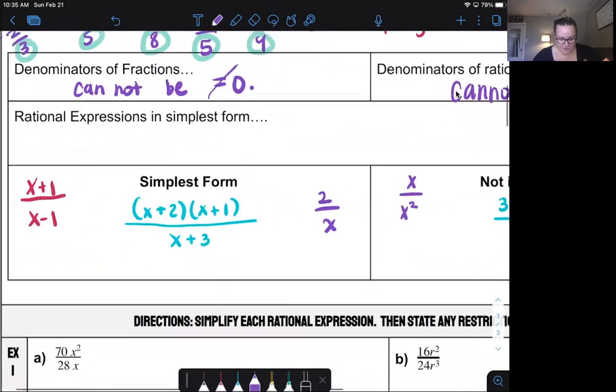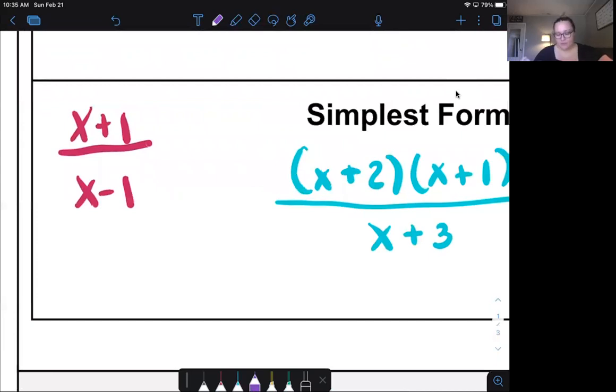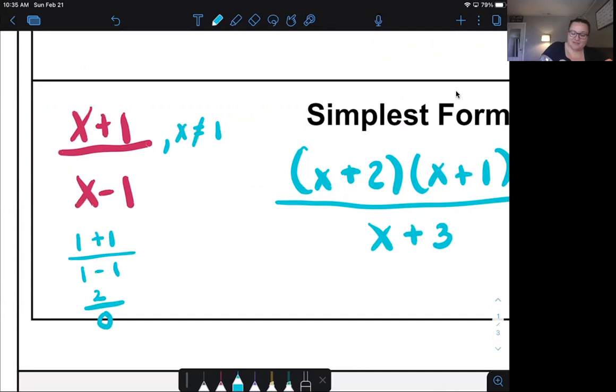So if we look at our rational expression, x plus 1 over x minus 1, what would happen if we plugged in x equals 1? Well, we would get 1 plus 1 over 1 minus 1. 1 plus 1 is 2. 1 minus 1 is 0. So for this rational expression, x is not allowed to equal 1, because if you plug 1 in, you get 0 in that denominator. So x can't be 1 for x plus 1 over x minus 1.